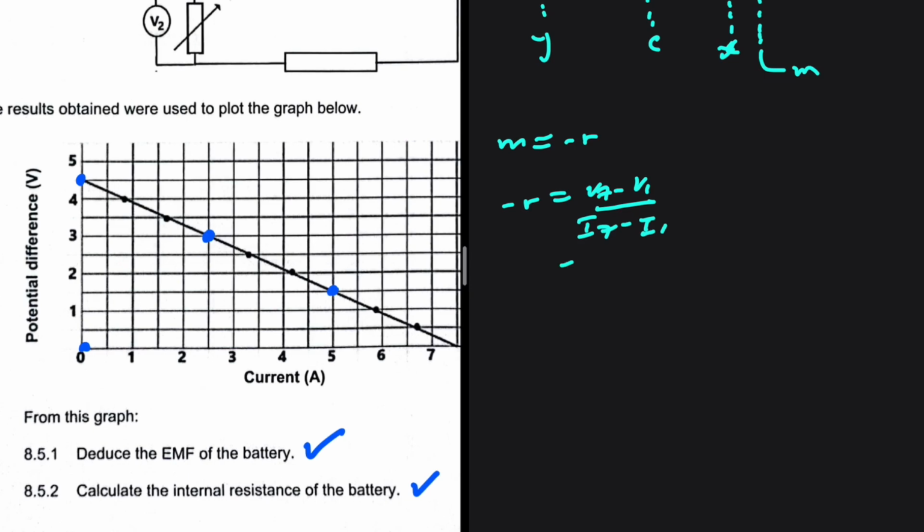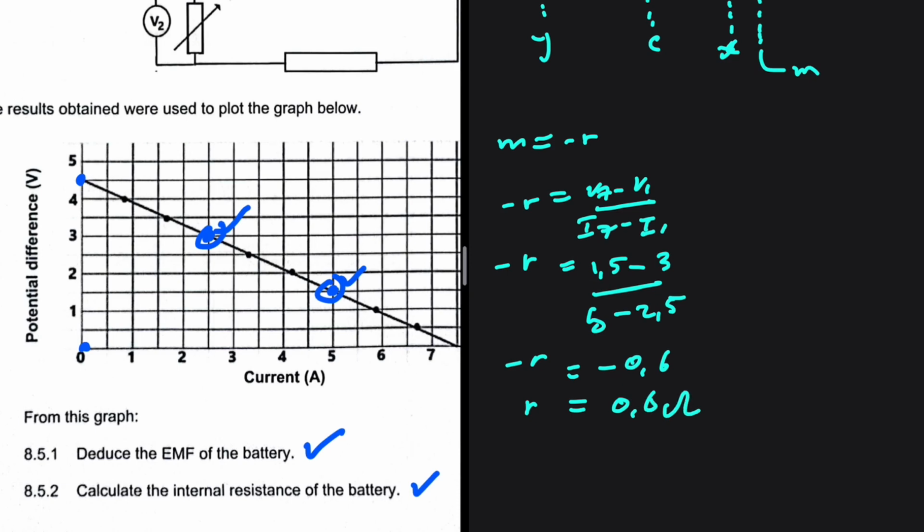Right, so what is VF? Let's use this point as our second point. So we have 1.5 volts minus this point, which is 3, divided by IF, that is 5 minus I initial, which is 2.5. This is equal to minus 0.6. So if we divide both sides by minus 1, we're going to get the internal resistance being equal to 0.6 ohms. And just like that, we have answered 8.5.2.